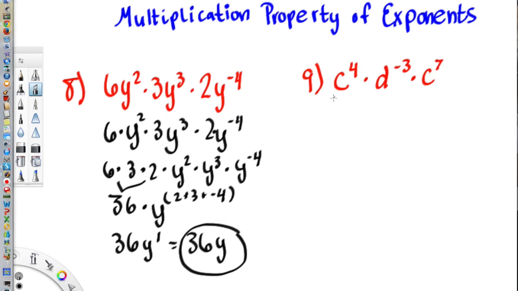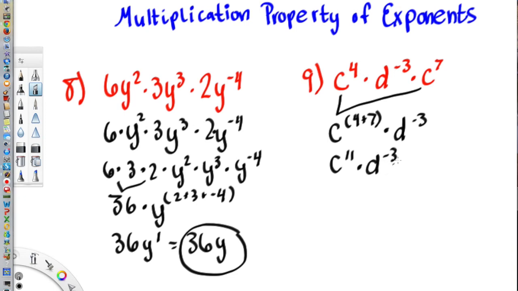Let's take a look at number 9. I've got c to the fourth power times d to the negative third power times c to the seventh power. I'm going to combine like terms first. C to the fourth power times c to the seventh power is really c to the 4 plus 7 power times d to the negative third power. So I add my exponents and I get c to the 11th power times d to the negative third power. Now I can work with this.